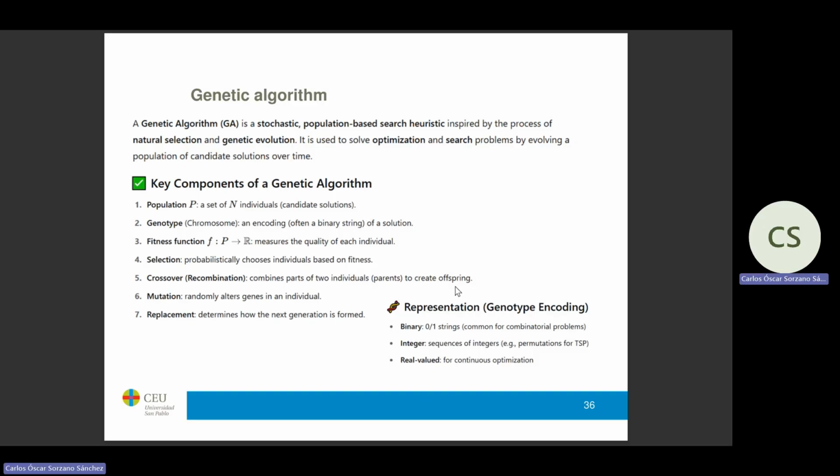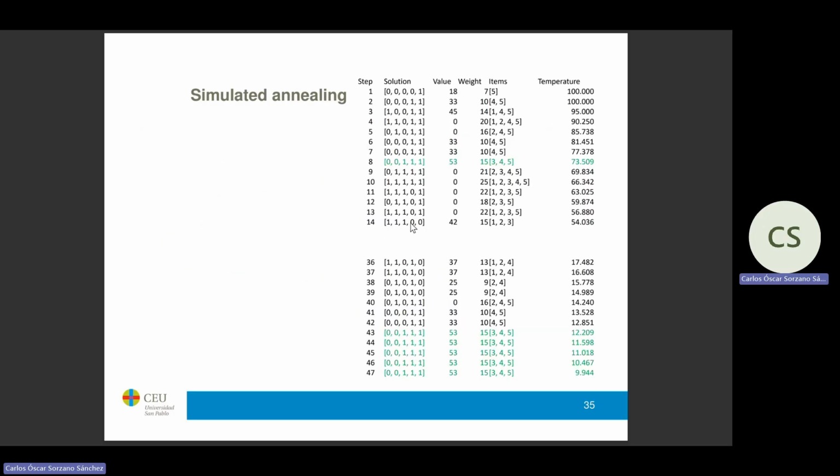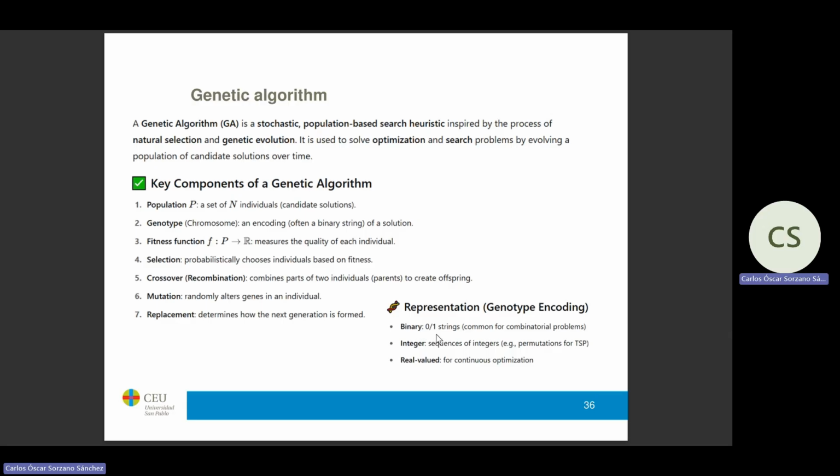And here you have some more ideas on how the chromosome looks like. The chromosome may be just strings of 0s or 1s, like we had here, or they can be integers, or they can be real values. So you have a vector of values.